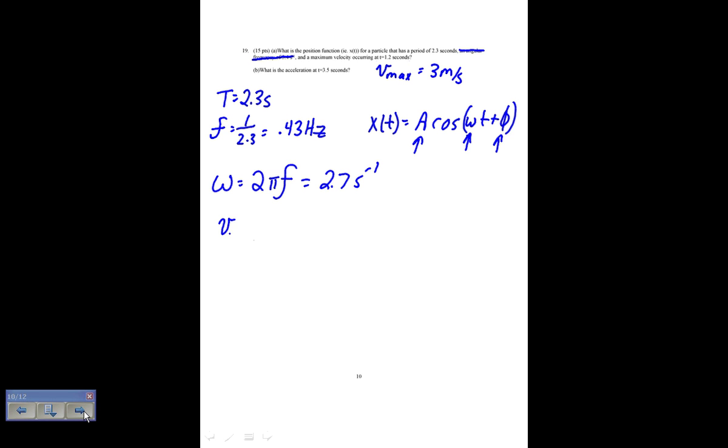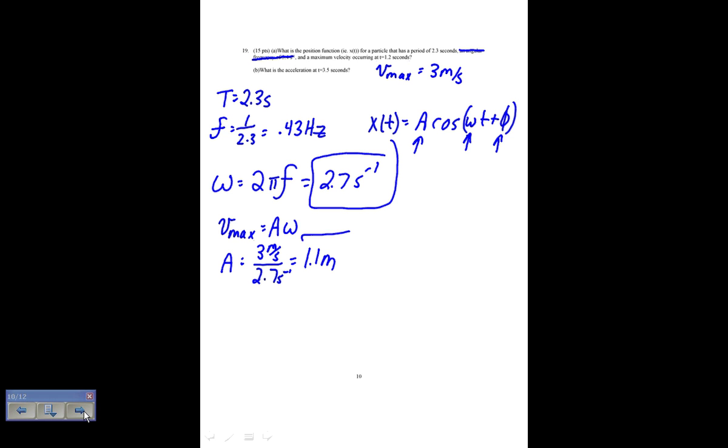Well, I know that v max is equal to A times omega. And since I know v max and I know omega, I can find A. So A is equal to v max over omega. That's 3 meters per second over 2.7. So A is 1.1 meters. So that's A. I have omega, I have A, and now I need to find phi.